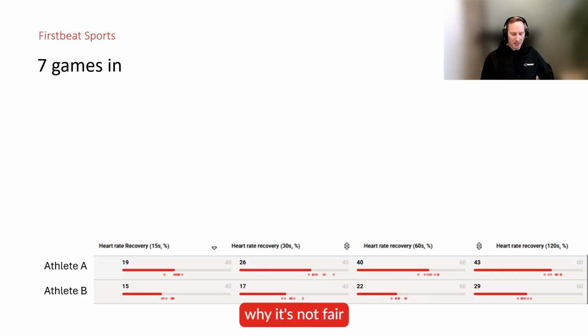And why it's not fair to compare the absolute values: some athletes might have a max heart rate of 220 or 210. The other athlete could have a max heart rate of 190. And of course, the one with the higher max heart rate can recover more absolute beats than the athlete with 190. So always when you are comparing athletes, use the relative heart rate recovery.